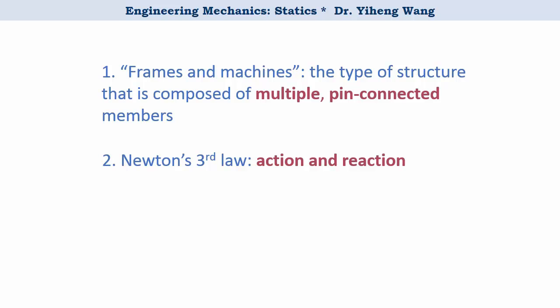And as a general approach, it always helps to start the problem with identifying the two force members in the structure.